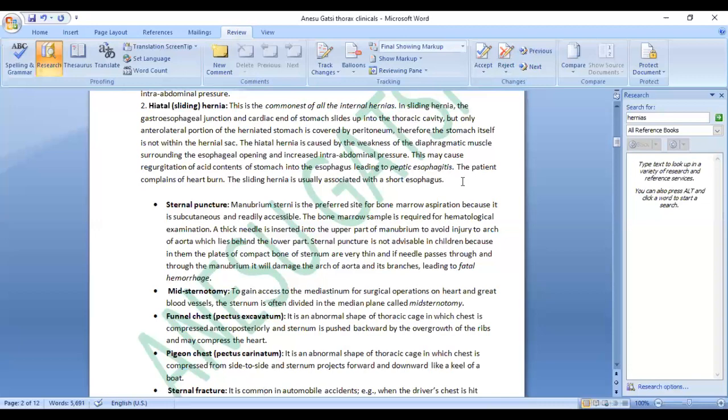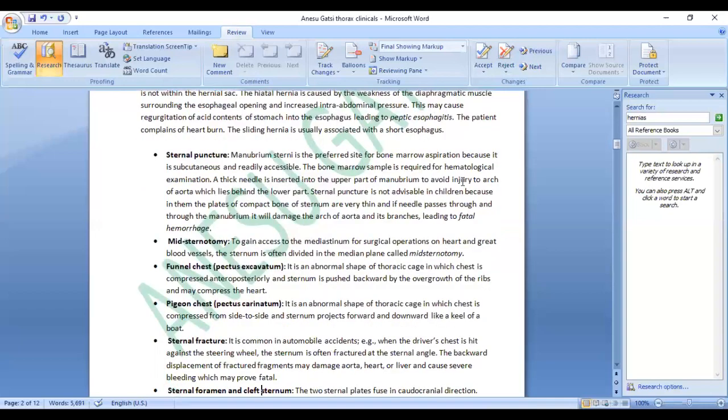This is different now in pigeon chest or Pectus carinatum, that is actually a keel-shaped thorax. So you find that the chest is compressed from side to side, and the sternum projects forward. Remember that we say that for Pectus excavatum, the sternum is actually sunken posteriorly and it's compressed anteroposteriorly. That is the bony thorax. But then in pigeon chest or Pectus carinatum, you find that it's compressed from side to side, and the sternum actually projects forward.